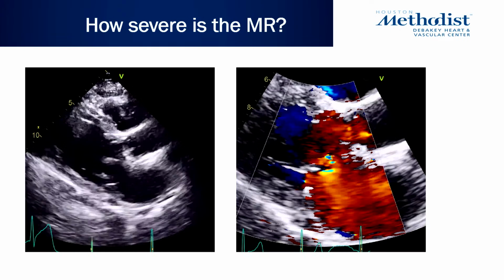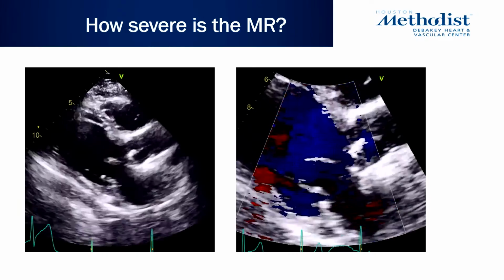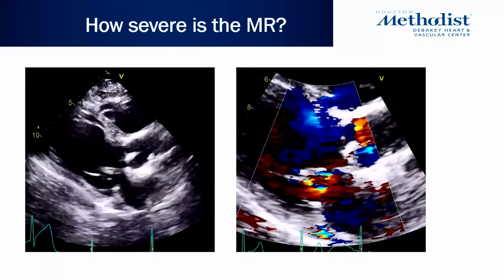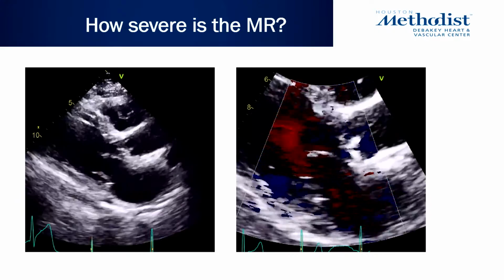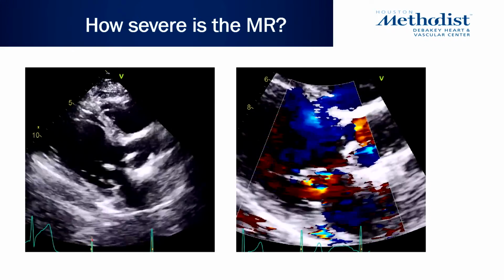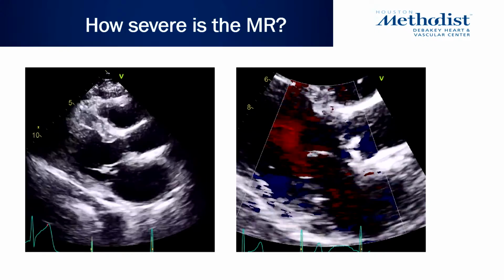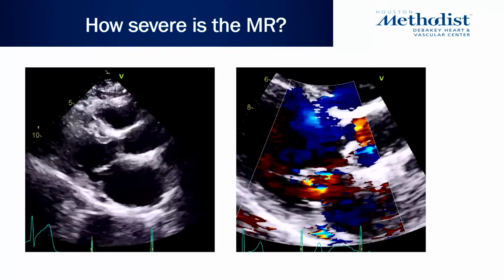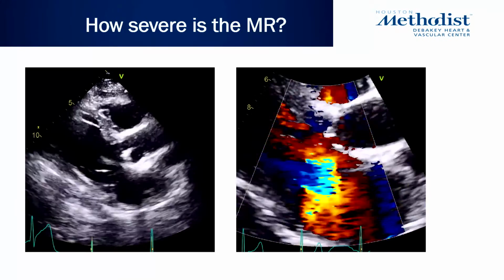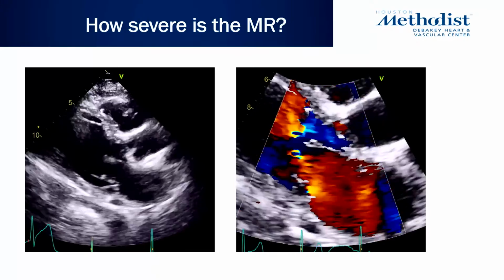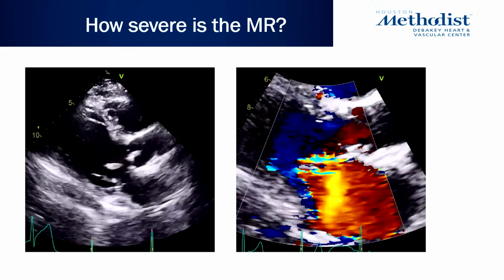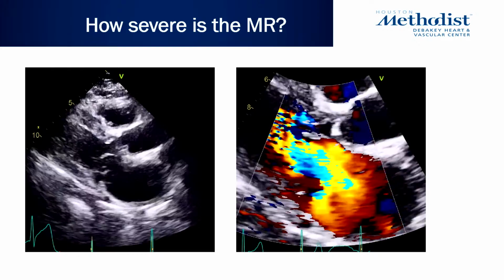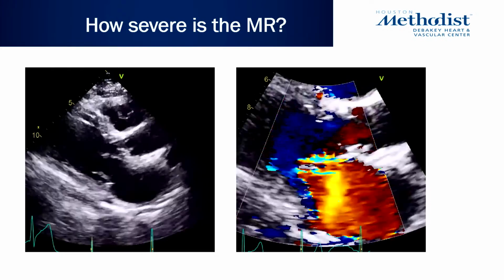I'm going to start with this example of a patient who presented for a transthoracic echocardiogram, and I want you to guess how severe this mitral regurgitation is based on this view. Any takers? I'm giving you the color Doppler. Is this mild, moderate, or severe? Severe. Why do you say so?